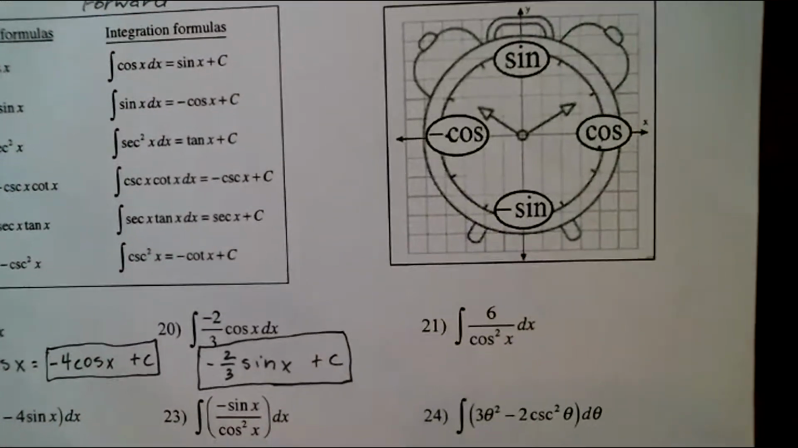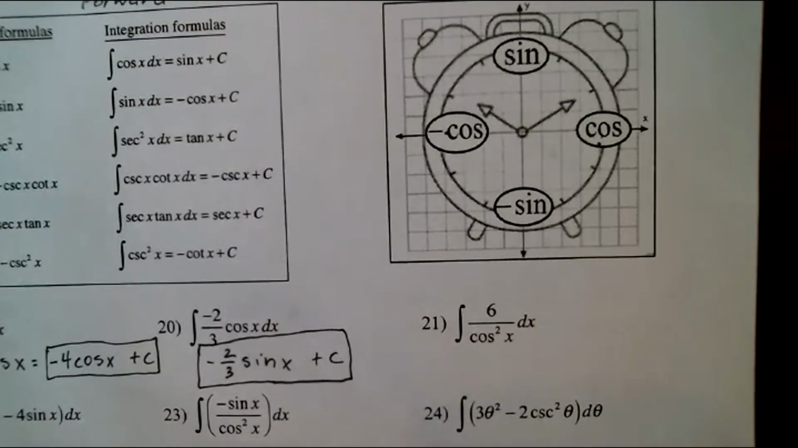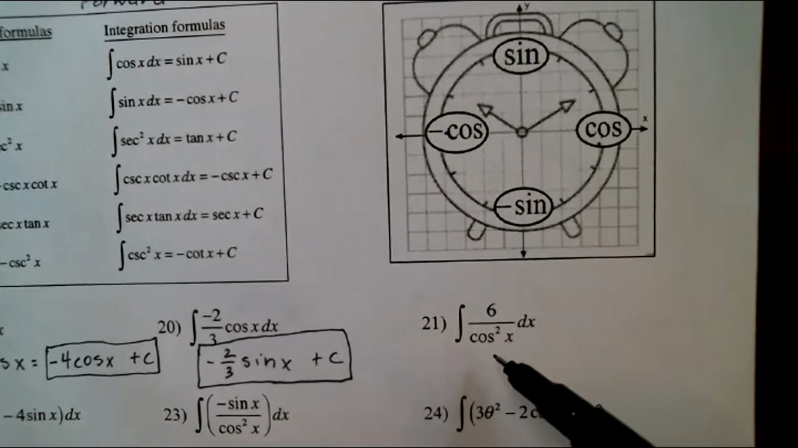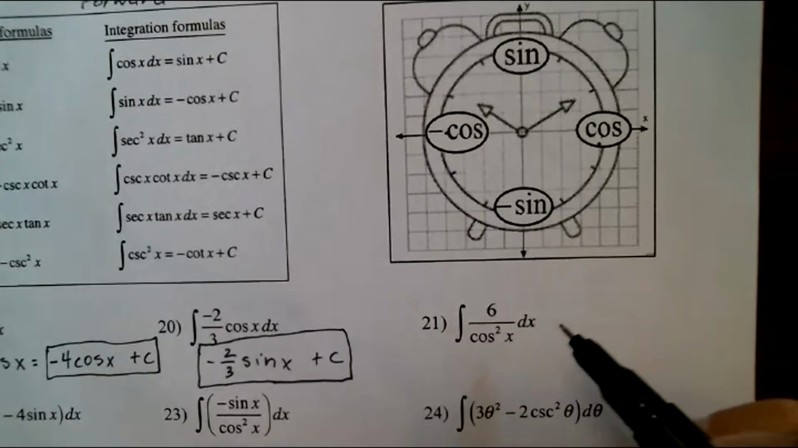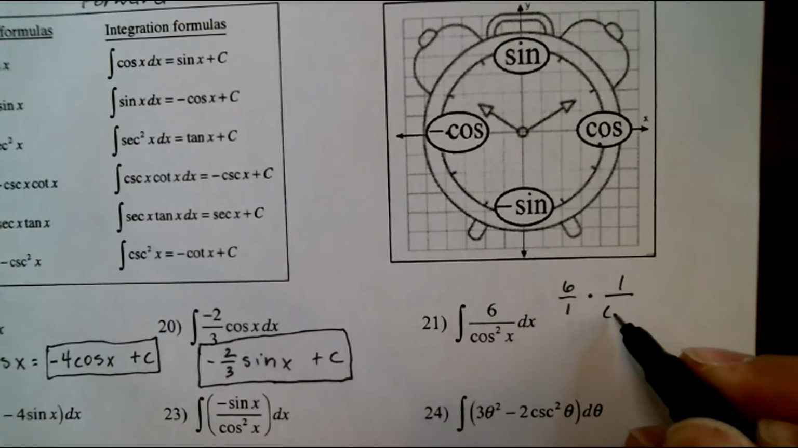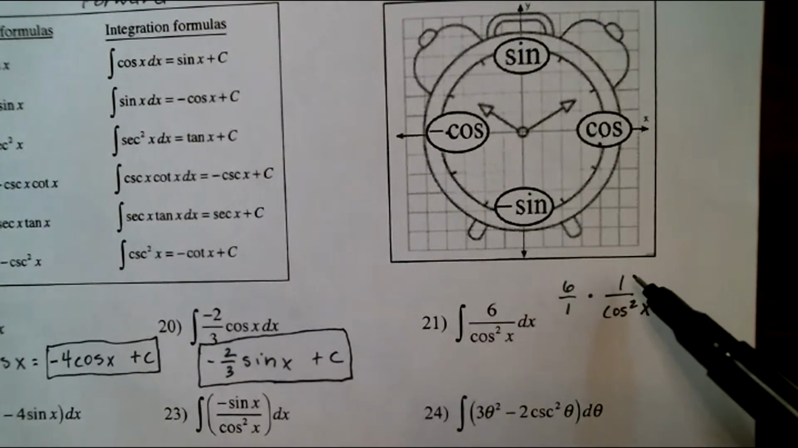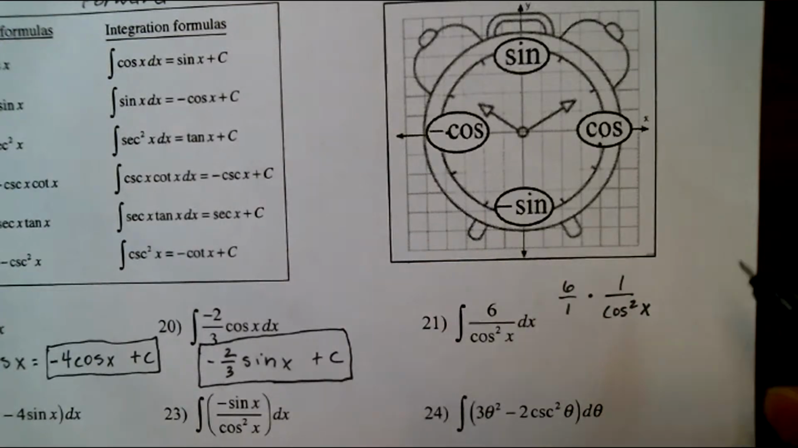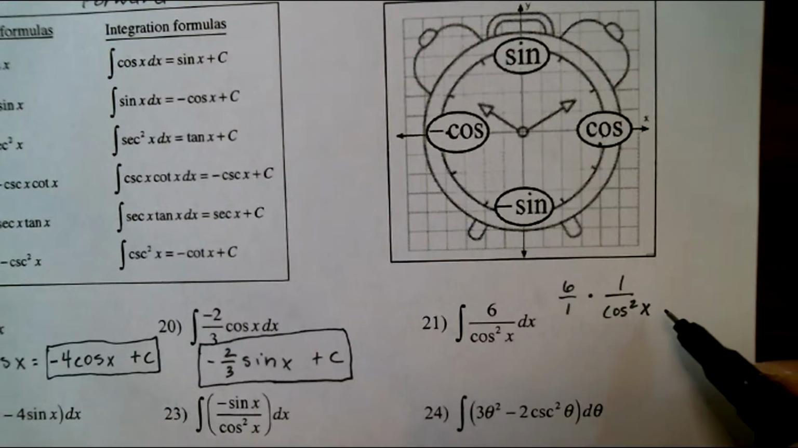Look at number 12. 6 over cosine squared x. Now again, guys, there's no low-D high, high-D low, but we should know something about cosine. I could rewrite this problem as 6 over 1 times 1 over cosine squared x, and it doesn't change anything. But what is 1 over cosine squared x? It's actually secant squared x.